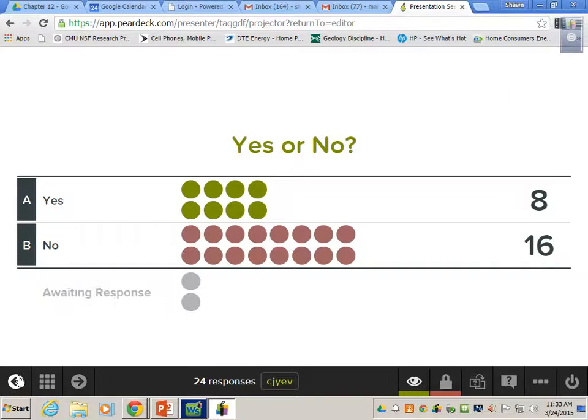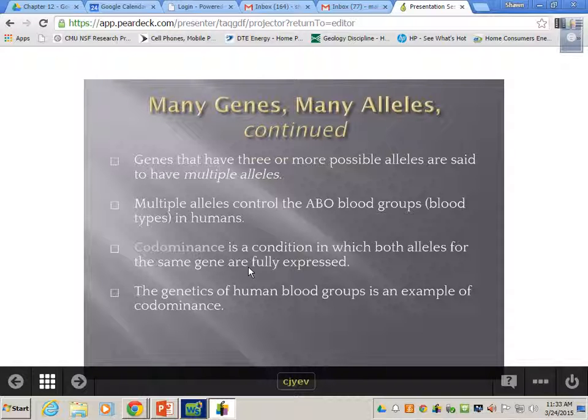Okay. That's good. For genetics and stuff.